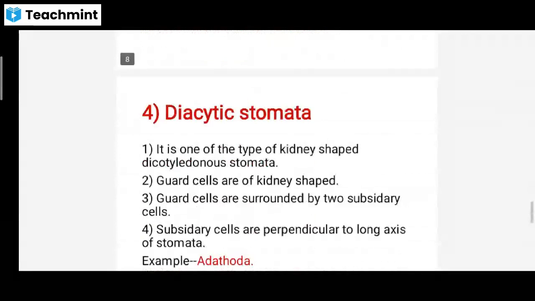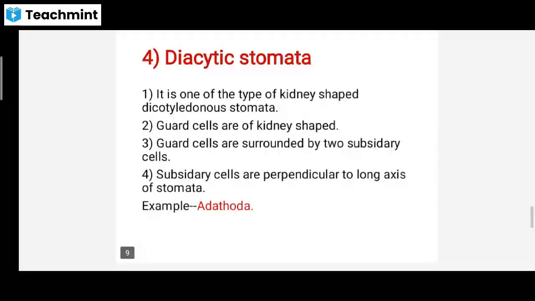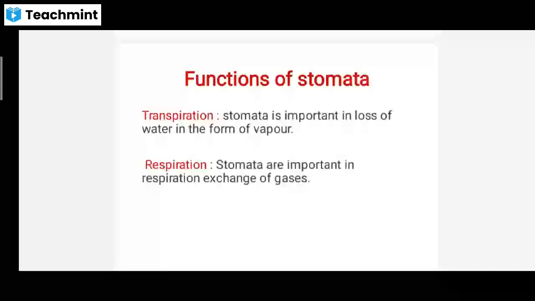Next, diacytic stomata. It is one of the types of kidney-shaped dicotyledonous stomata. Guard cells are kidney-shaped. Guard cells are surrounded by two subsidiary cells. Subsidiary cells are perpendicular to long axis of stomata. Example, Adhatoda. Next, functions of stomata. First, transpiration. Stomata is important in loss of water in the form of vapor. Next, respiration. Stomata are important in respiration, exchange of gases. Thank you.